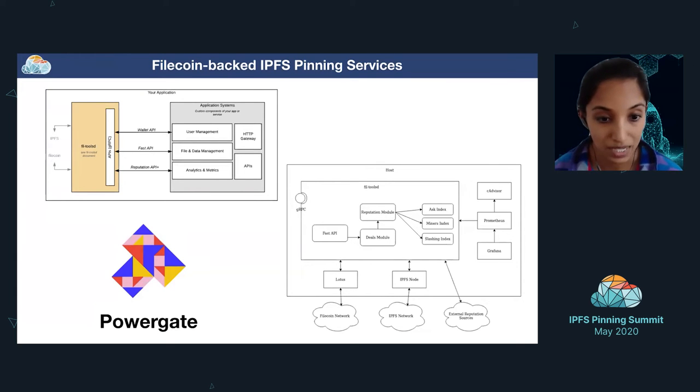PowerGate is really valuable because it abstracts away a lot of the complexity of storing data on the Filecoin network, such as how do you select miners? How do you maintain storage deals over time? And once the storage contract has expired, how do you renew that storage contract? There's a lot of complexity in doing all of this deal management on Filecoin that PowerGate provides a really seamless, really intuitive interface for. I won't go too much into the details here since Andrew and Aaron are going to give a whole talk on it next, but PowerGate is going to be a really powerful tool for pinning service providers.